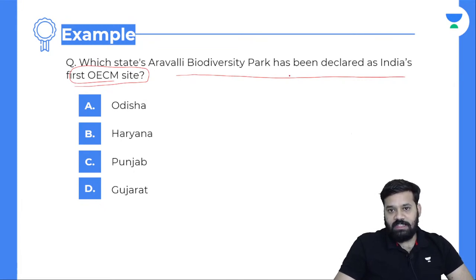Aravali Biodiversity Park, declared as India's first OECM site. Definitely not Odisha, Aravali does not pass through Odisha. Yes, those who are live, please answer. Share this class with your friends. Yes, Simanchi, thank you so much. Are you guys live? Please tell me if you are live. Yes, I am live. I am watching. Please be interactive.